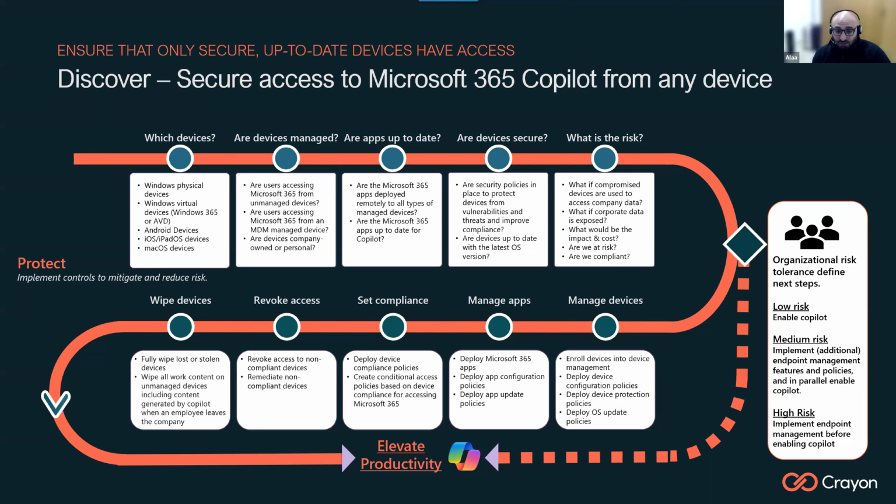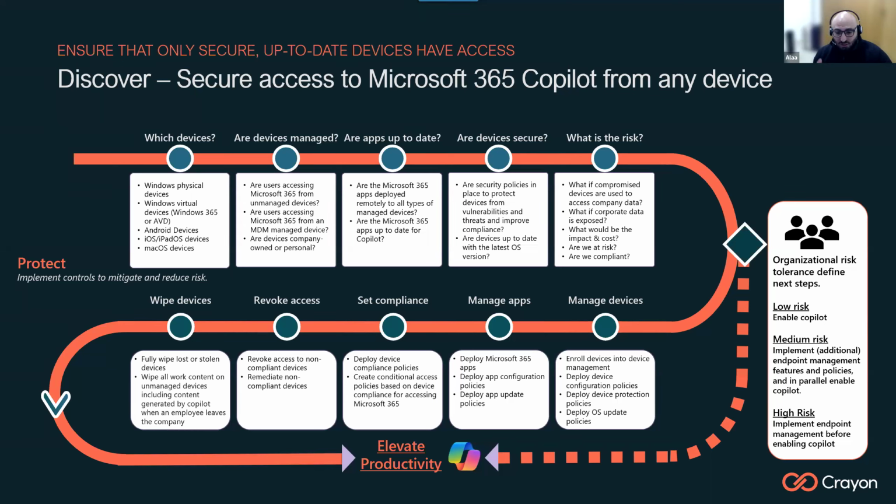Moving to the next point, which is manage the apps by ensuring that Microsoft 365 apps are deployed remotely to all your managed devices. Keep these apps up to date to maintain security and functionality. Deploy application configuration policies to enhance the security, such as disabling macros in Office 365 and setting up secure email configuration. Additionally, enforce update policies to ensure all applications are kept within the current latest security patches and features.